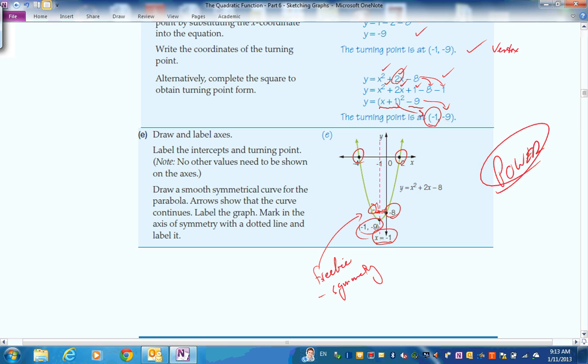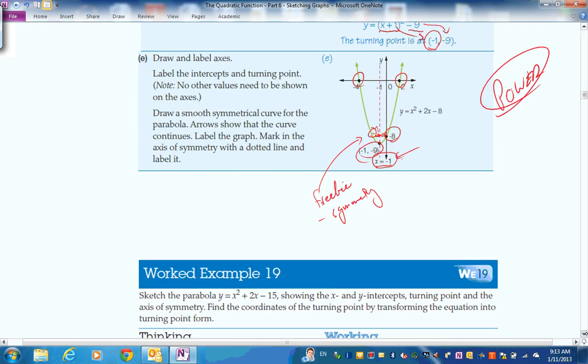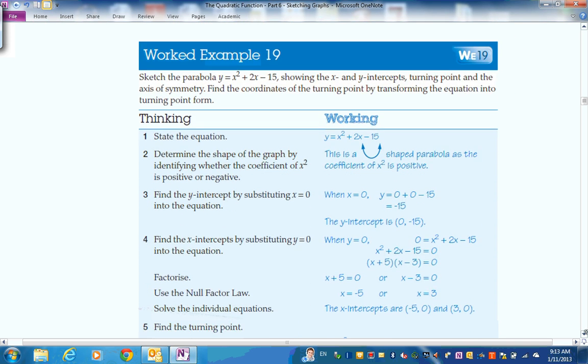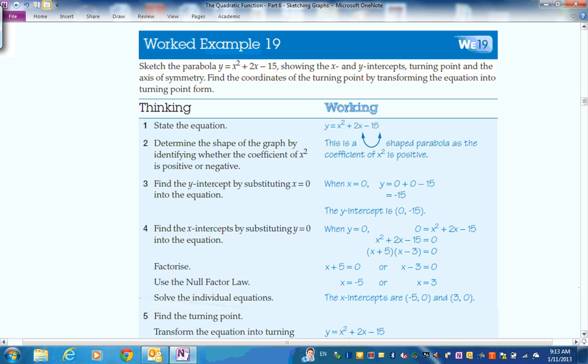Okay, that just reinforces the idea that this is the axis of symmetry and you can generate points equidistant on either side. Okay, let's go up here and have a look. Let's do it again: x squared plus 2x take 15. Doing everything.